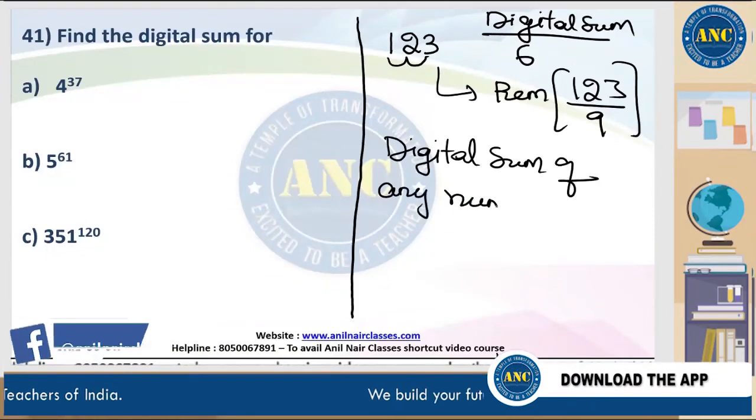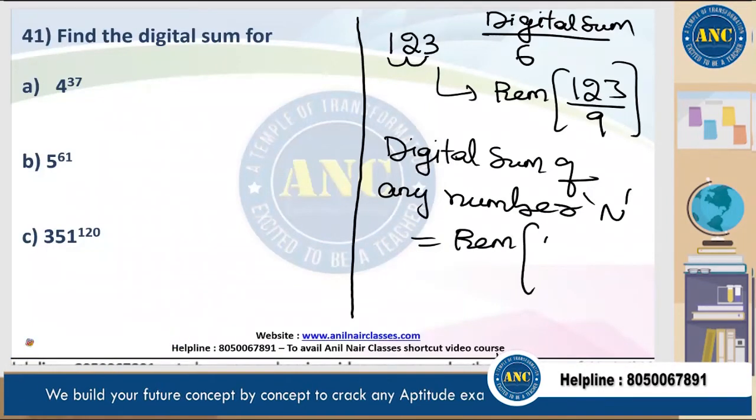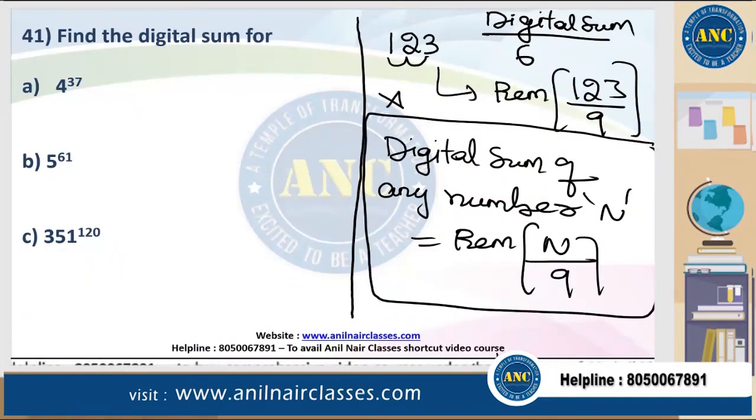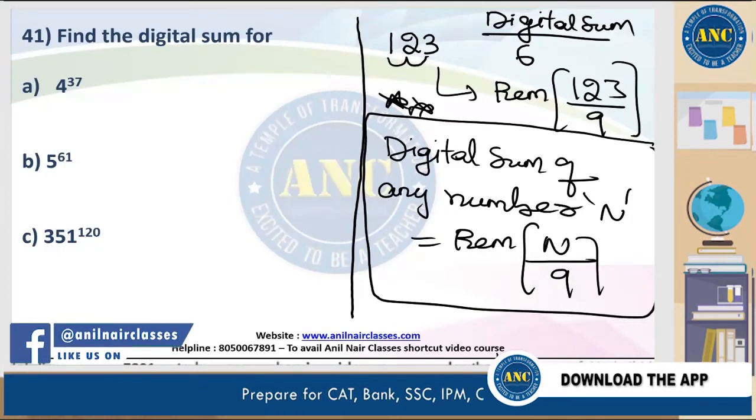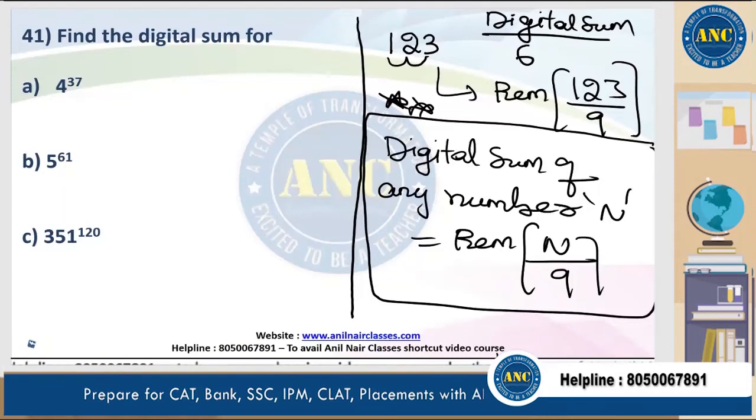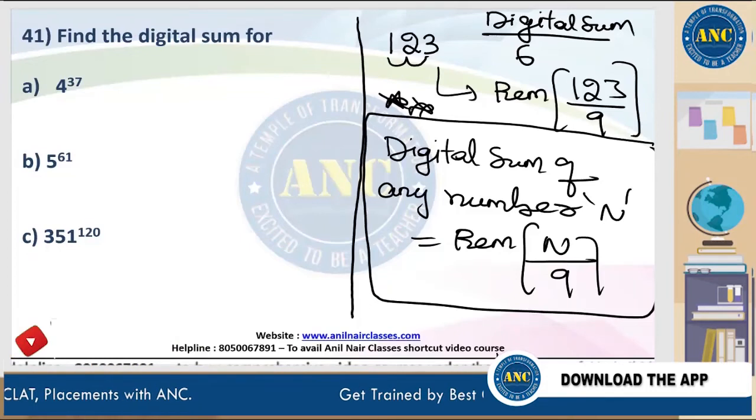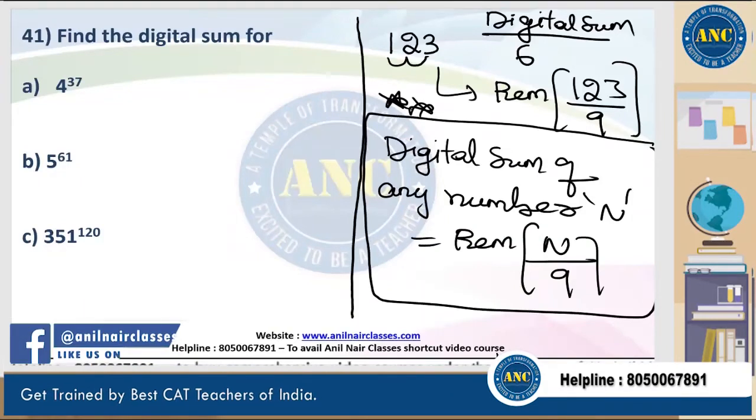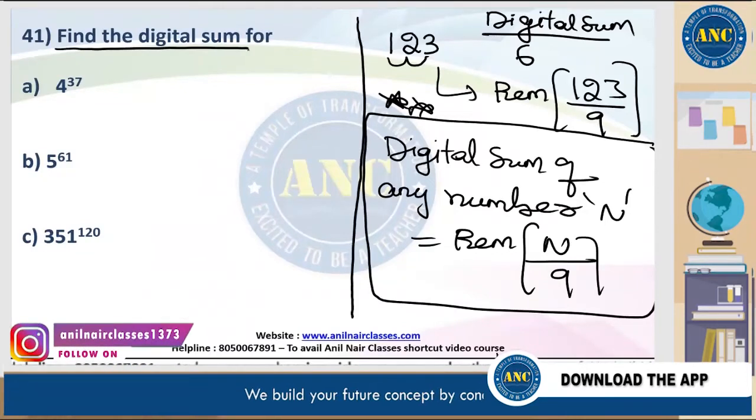So, one important concept, digital sum of any number n. It is nothing but the remainder when you divide a number by 9. Please write down this. When you divide a number by 9, whatever the remainder that you get, that is nothing but the digital sum of a number. I hope it is clear. This is the concept. So, we are asked to find out the digital sum.